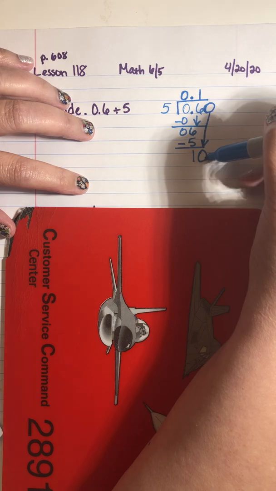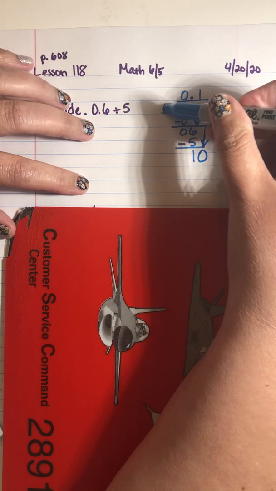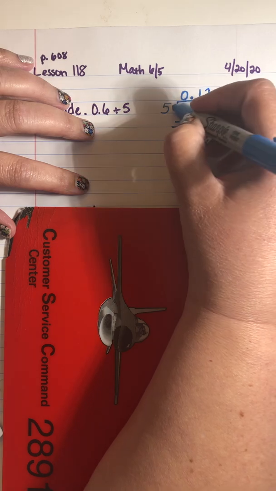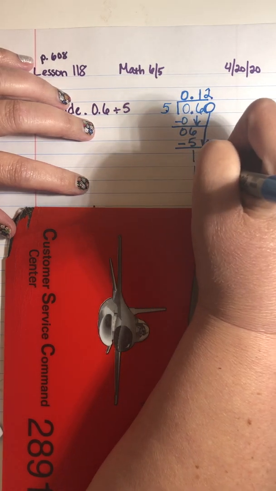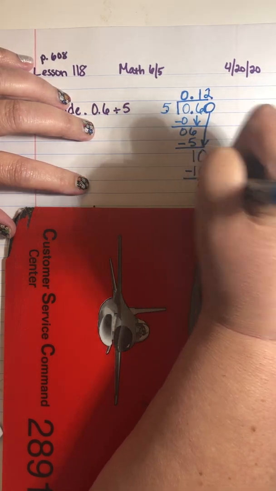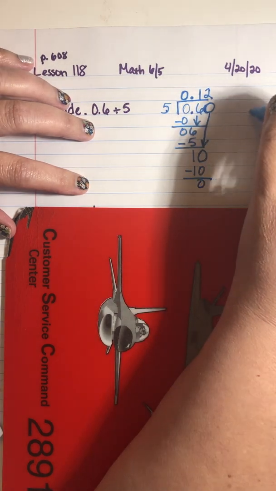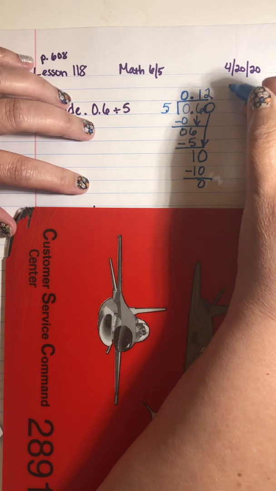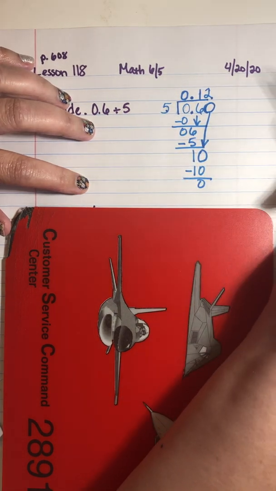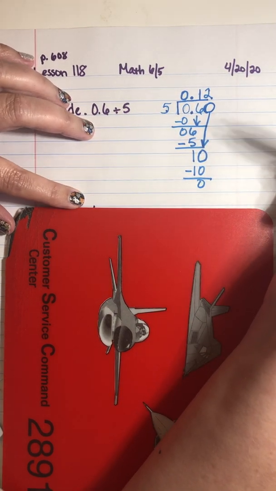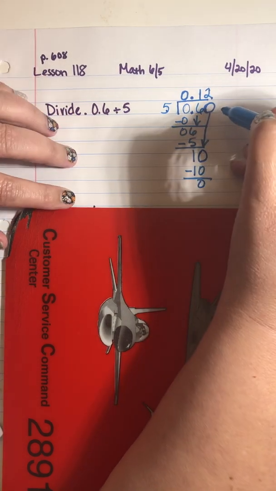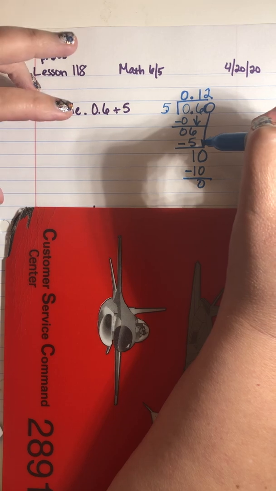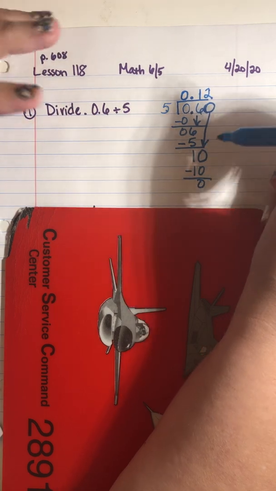Now I have 10 divided by 5, which is 2. 2 times 5 is 10. I subtract, and I end up at 0. So I don't need to add any more zeros, because I'm good. I could keep adding zeros, but why would we do that extra work when it's not necessary?